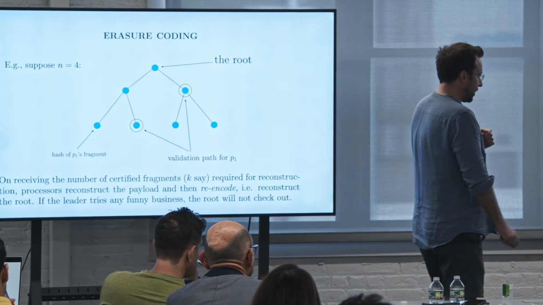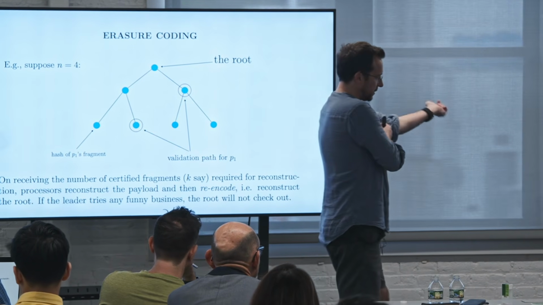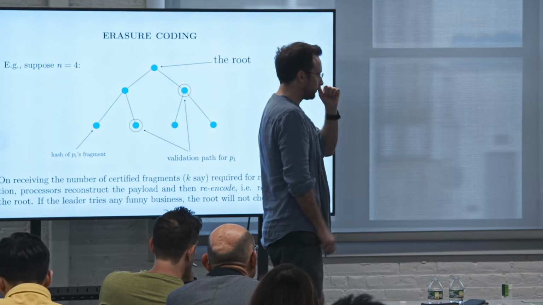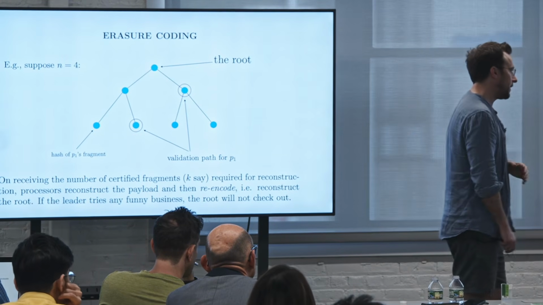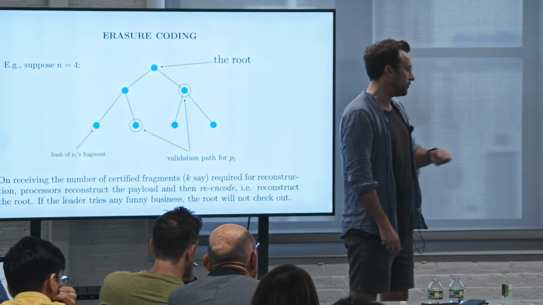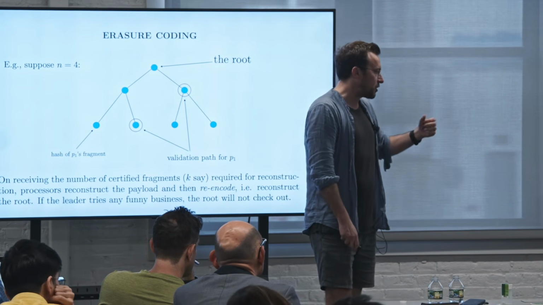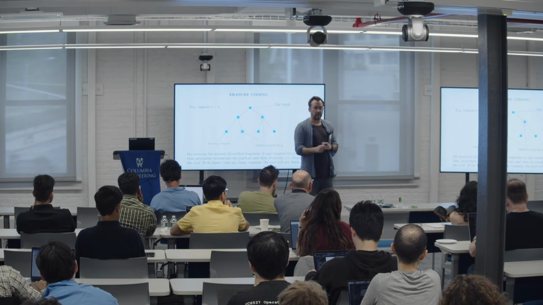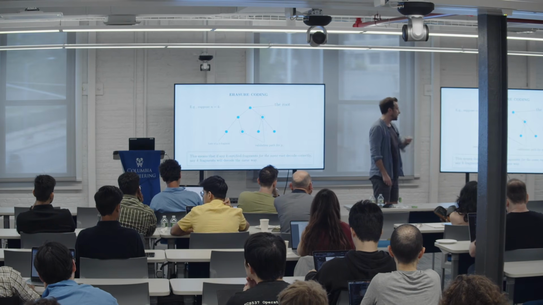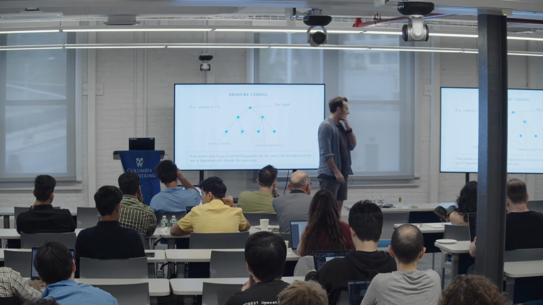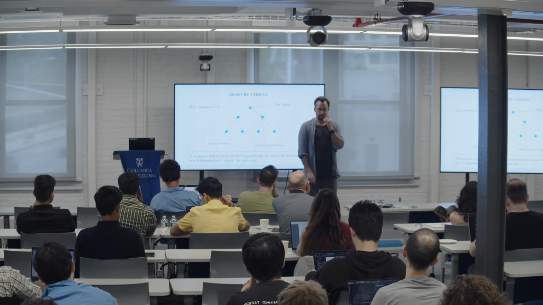Okay, and then on receiving the number of certified fragments, k say, required for reconstruction, the other processors reconstruct the payload and then re-encode, right? They reconstruct the root. And what that means, if the leader tries any sort of funny business, then the root won't check out. So basically what this means is that if any k certified fragments for the same root decode correctly, then any k fragments will decode the same way. Okay.